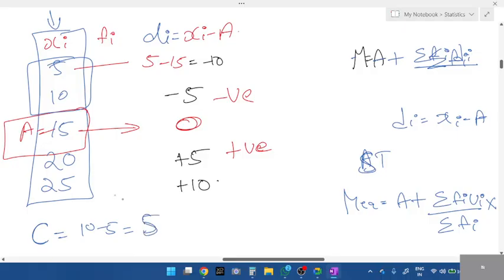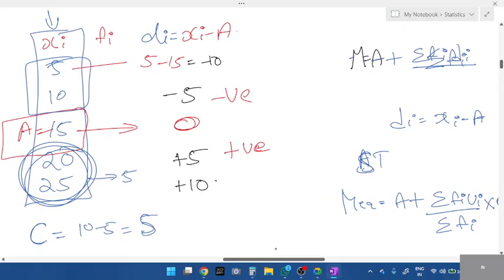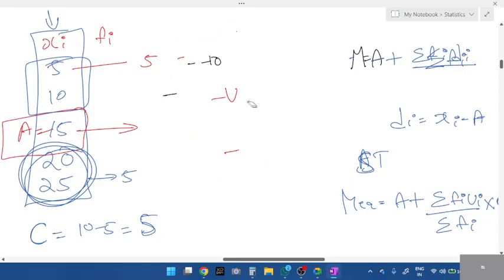5. Is the difference the same for all the values? Take even 25 and 20, students. What is the difference between 25 and 20? 5. Okay. Now, this is the formula. We need ui. I don't need di. We need ui. Can you tell me the ui formula for step deviation? What is ui?